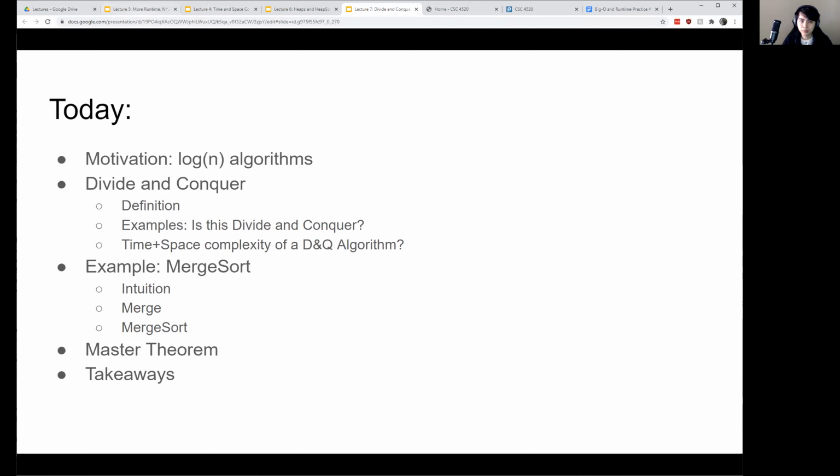And then once we dive deep into merge sort, we're going to try to find the runtime and the space complexity of it in two different ways. We're going to do it manually, step by step, trying to reason things out. And then we're going to take the last 10 to 15 minutes or so and cover master theorem, which is a way of analyzing divide and conquer algorithms. All right. And then we'll have takeaways.